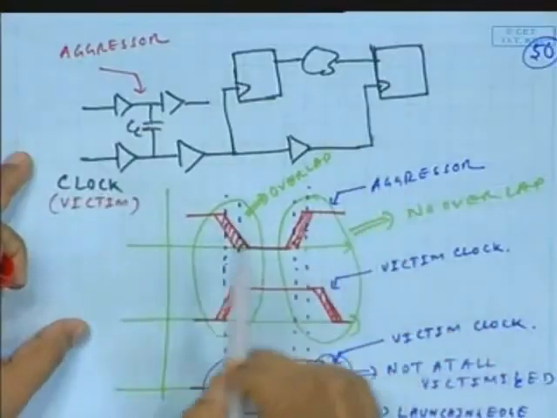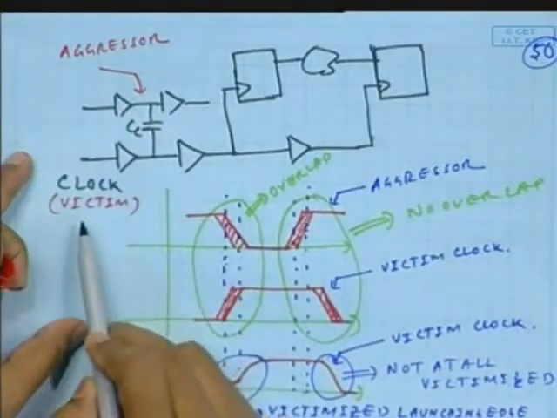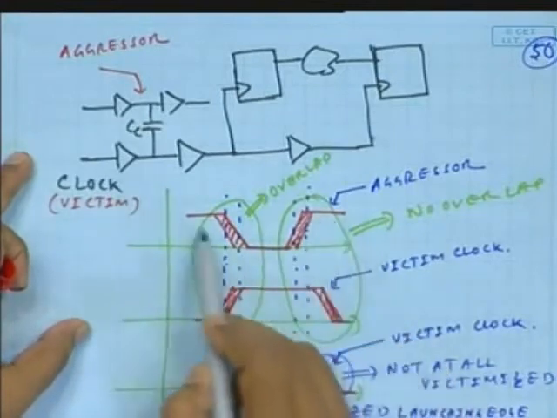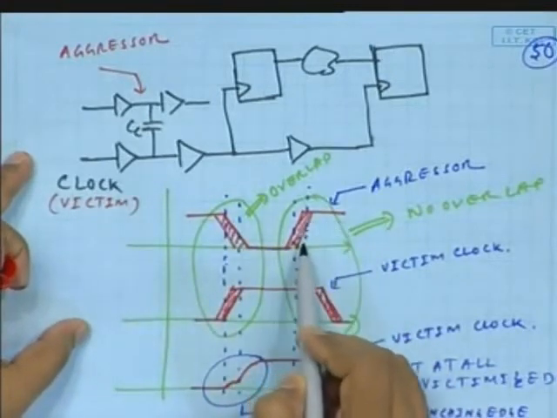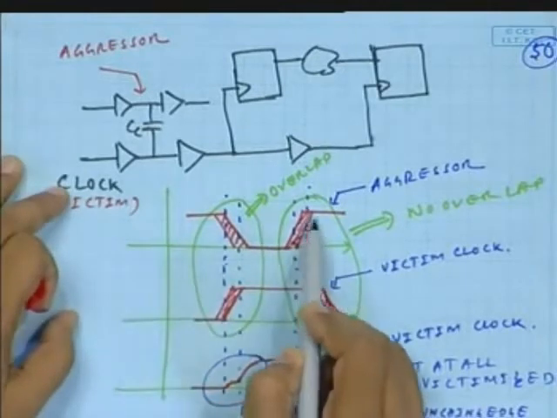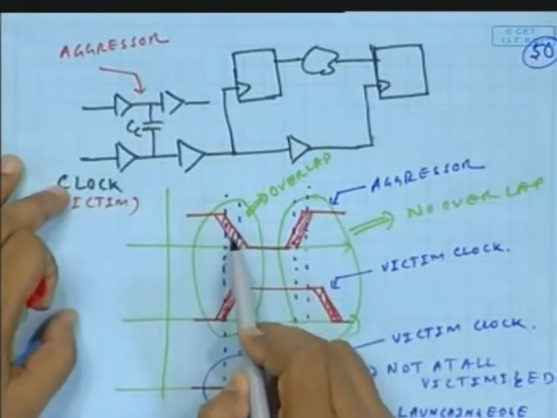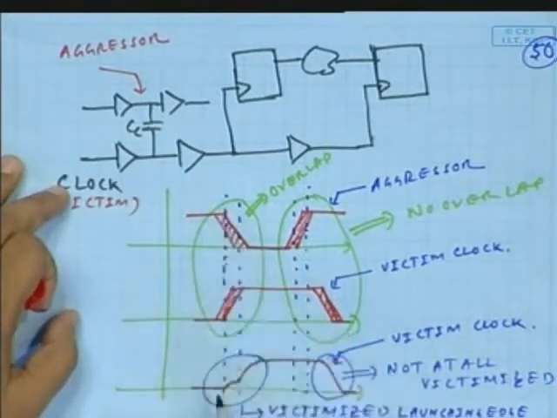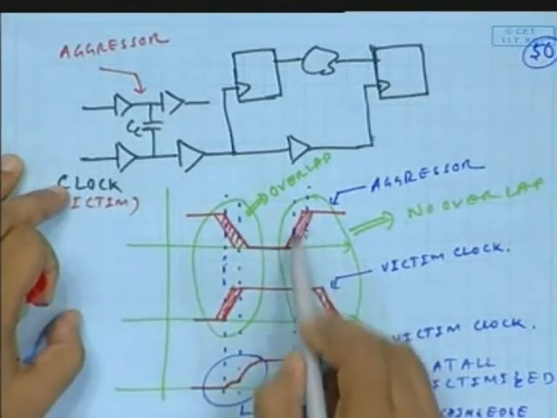Okay, so just for example, these are the buffers. This is the aggressor, with coupling capacitance. This is my aggressor, where the transition is happening. This is the clock. I've just taken one example, and this area is basically the window. This blue colored area is the window.